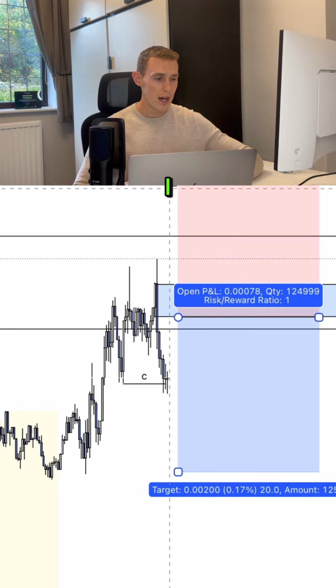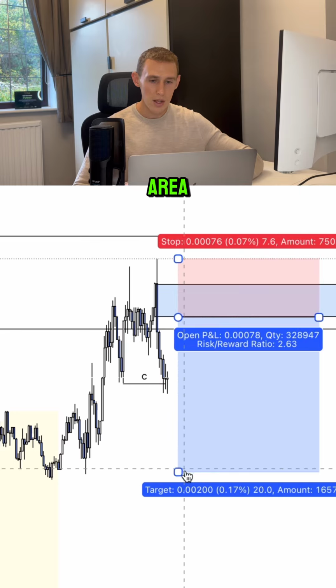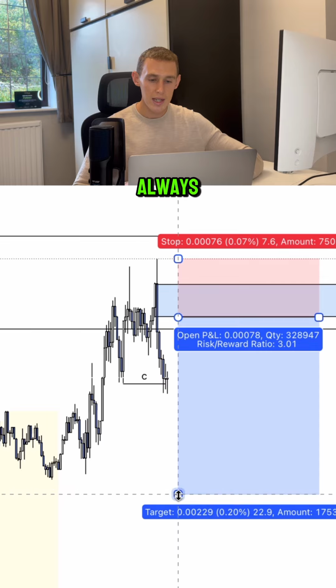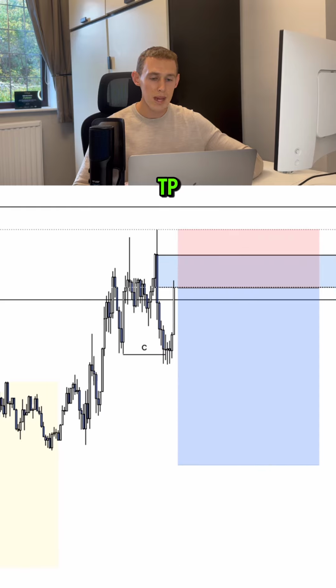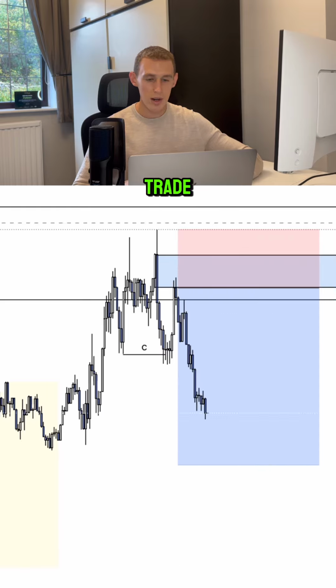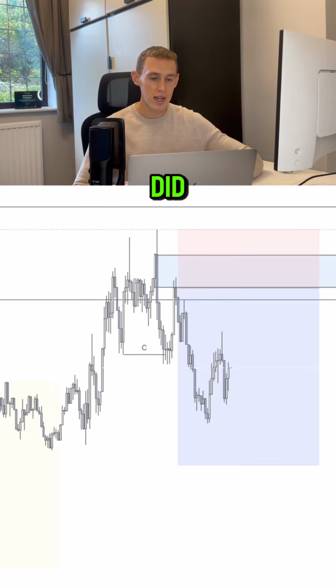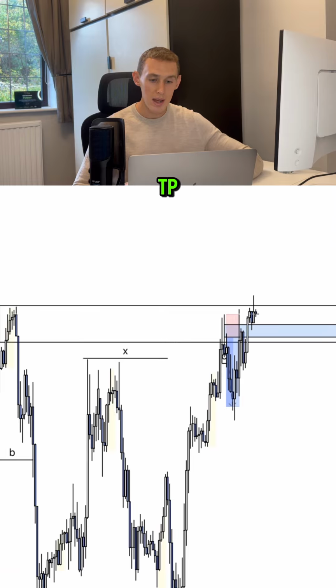So at this point, I was going to set a limit on this area, stops just above the high, and as always, a mechanical 1 to 3 TP. And we just let the trade play out. And as you can see, this trade eventually did rally down and hit TP.